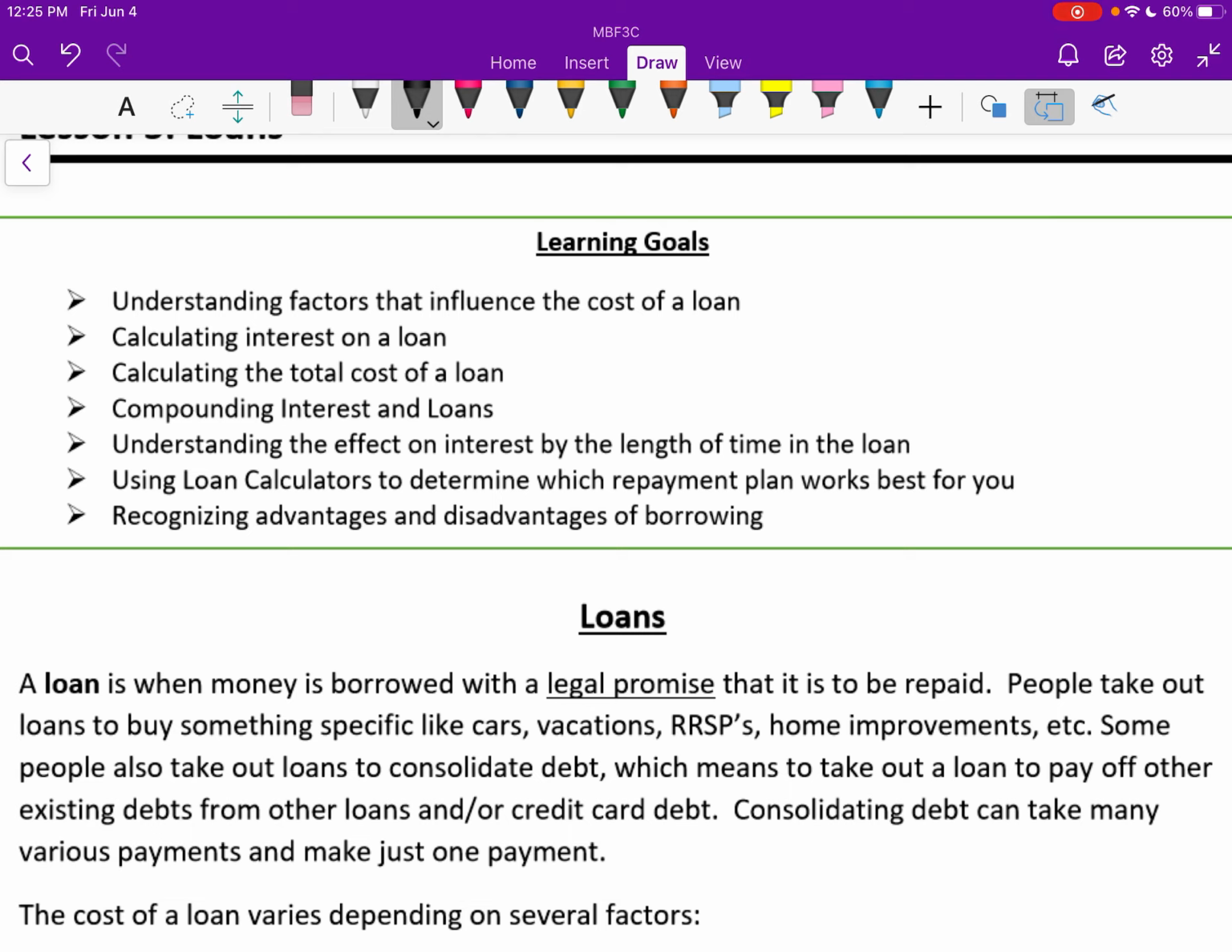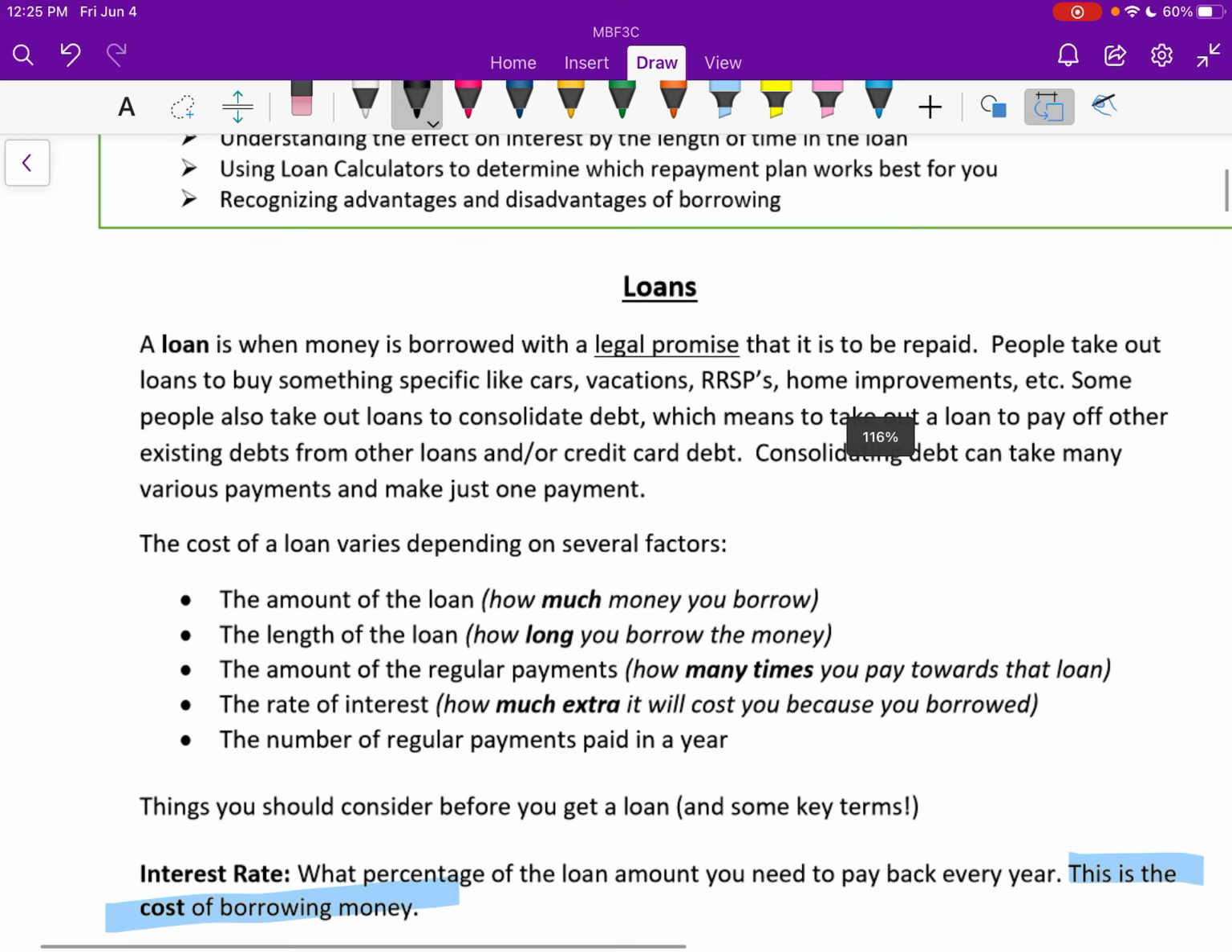You're going to know the compounding interest and how that impacts loans. You'll understand the effects of interest by the length of time that you have a loan for. You're going to use the loan calculator as well, and we're going to be talking about some advantages and disadvantages of borrowing. So, what is a loan?